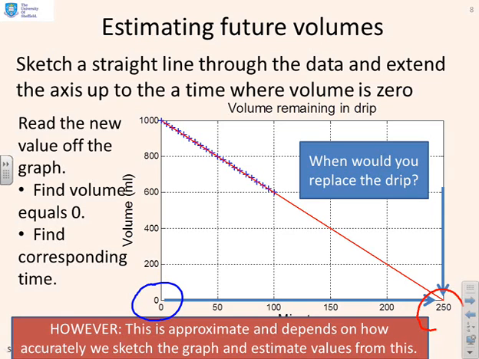Here's a key question, just to make you think. Why is this useful? When would you replace the drip? Well, I suggest you're going to replace the drip when it gets to somewhere around here, around 100, just to be on the safe side. And so that's roughly the time that you'd be looking for.